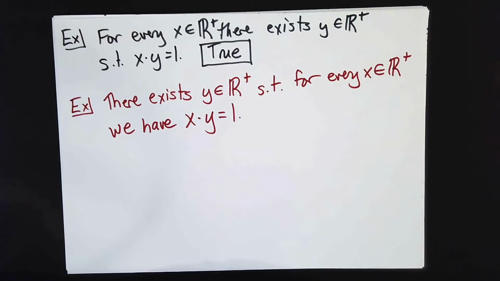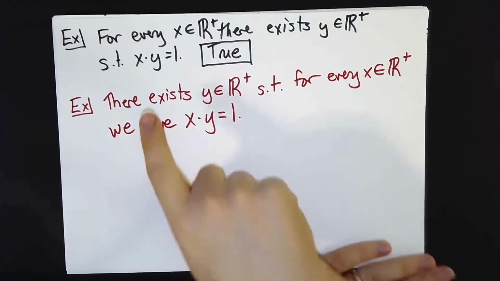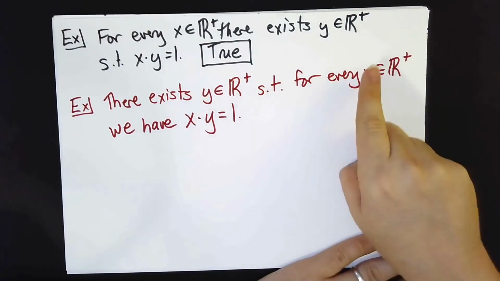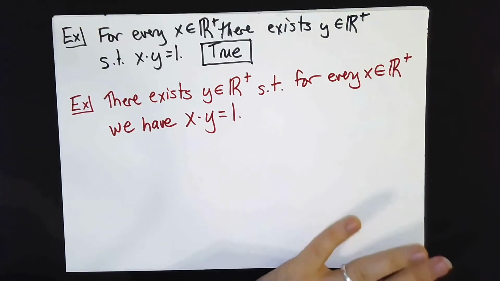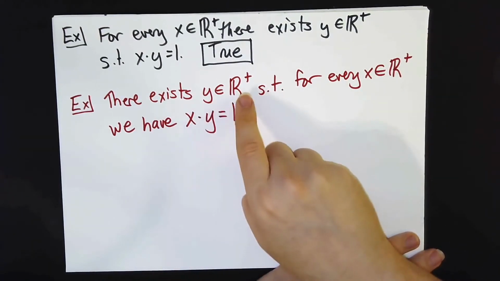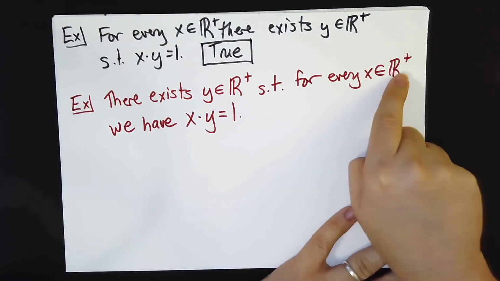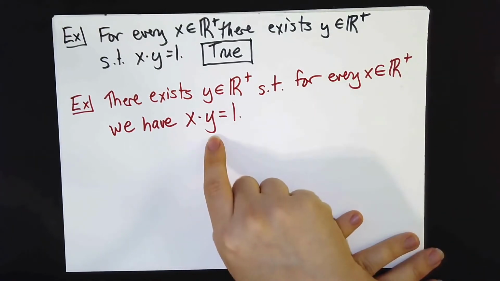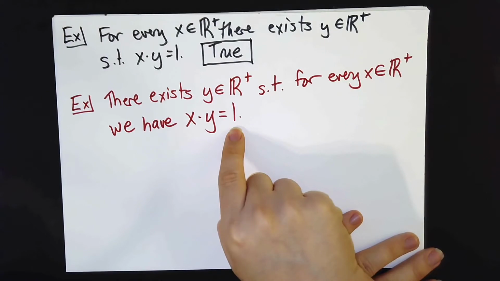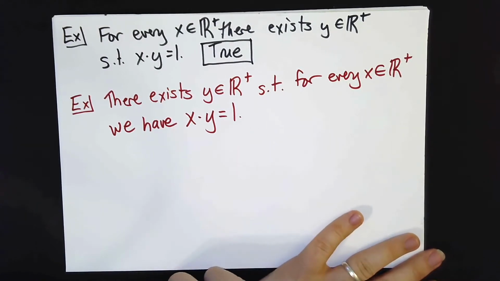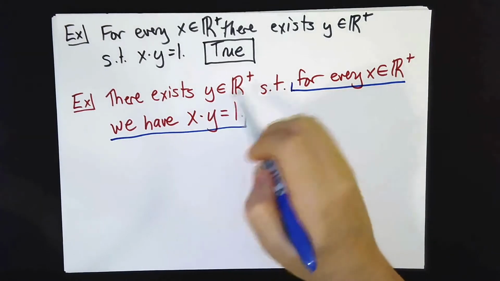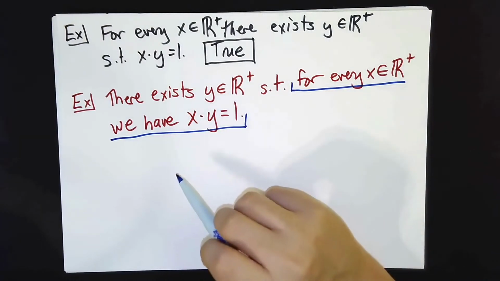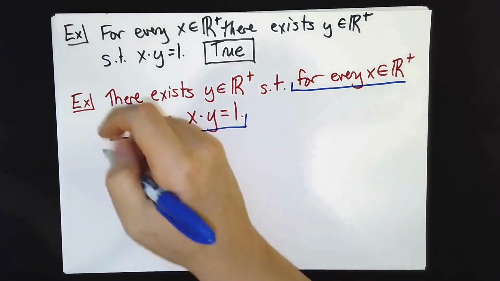Let's talk about the other direction. What if you have a there exists for every statement? In this case, we have the statement, there exists a y in R+, such that for every x in R+, we have x times y equals 1. Now, what would this mean? That would mean somewhere in my list of y's in R+, there's a particular y that makes this statement true.